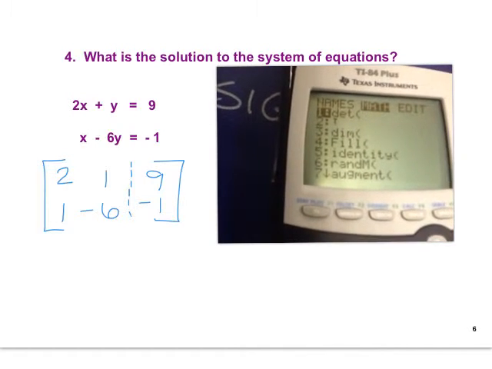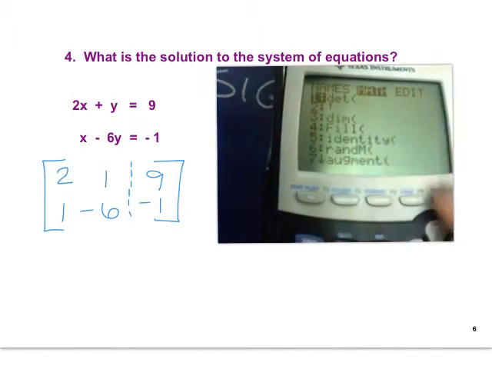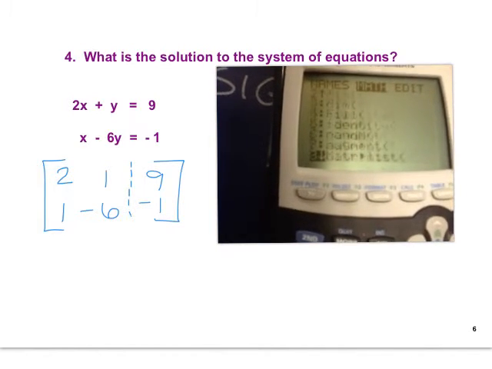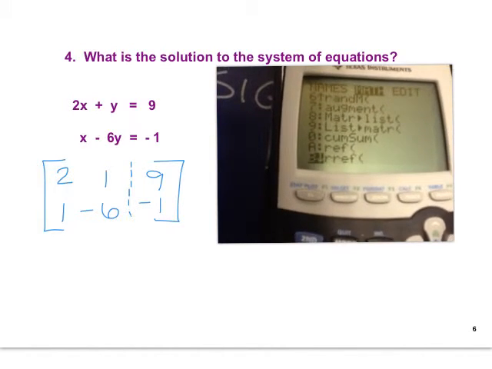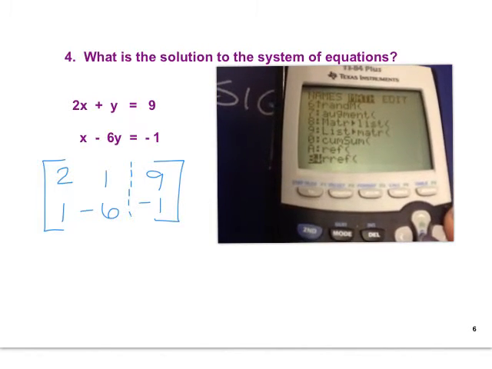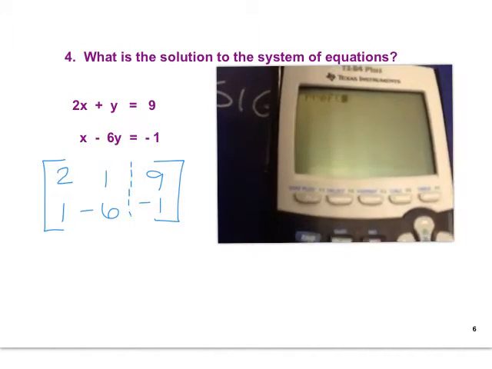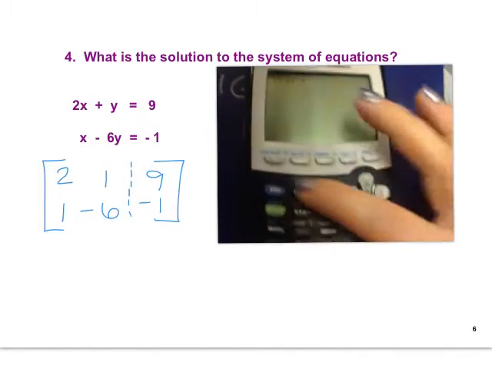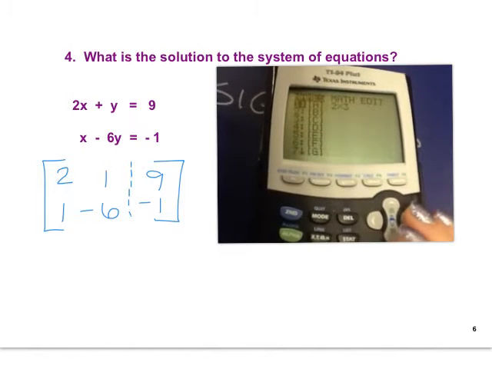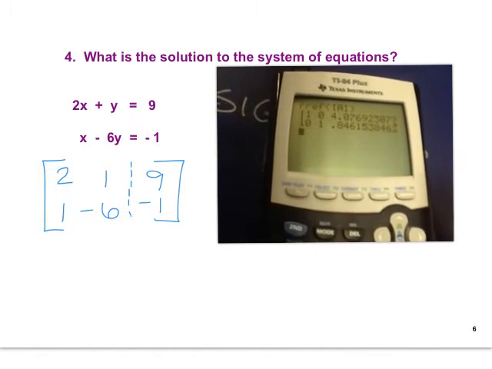And what is it we're looking for? Is it determinant? No. RREF. What's it stand for? Can anybody in the class say it? RREF stands for Reduced Row Echelon Form. Okay, and then I'm going to go grab that matrix that I stored, second matrix. I stored it under A, and the Reduced Row Echelon Form is here.